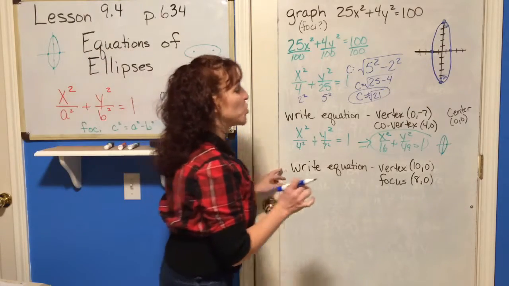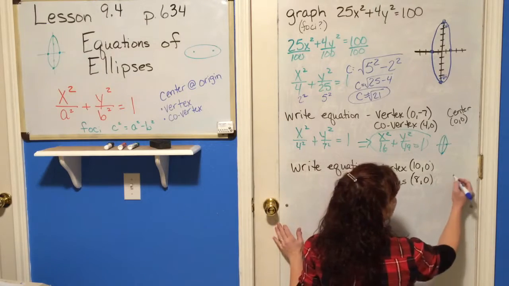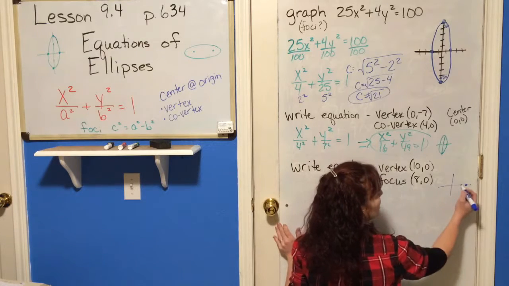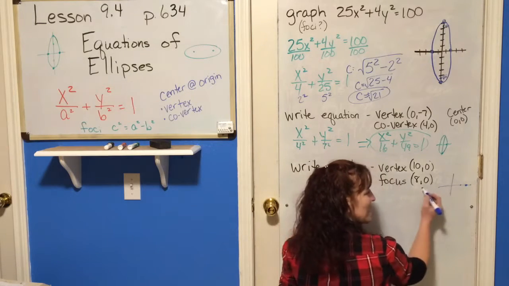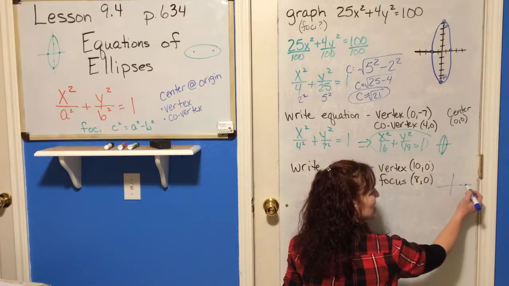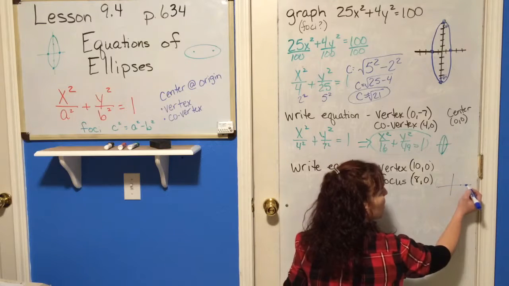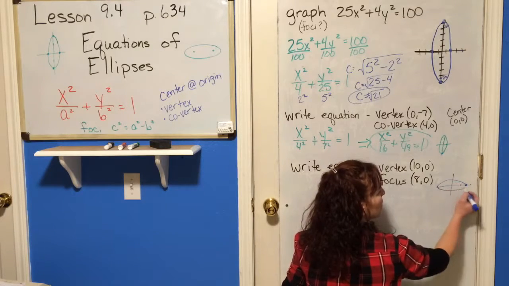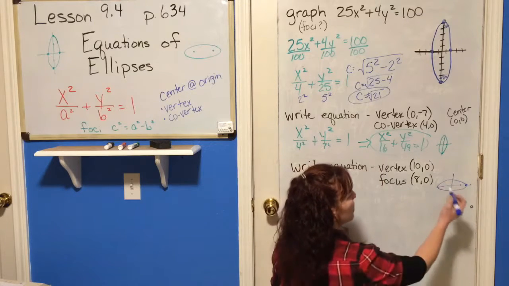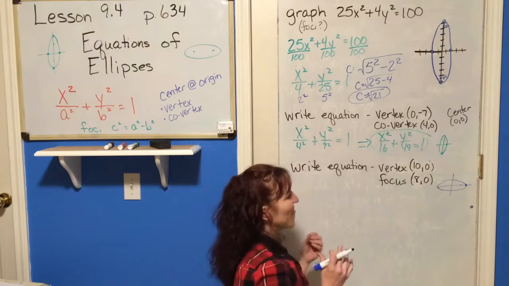You need to write an equation with a vertex of 10, 0. So we've got the vertex is 10, 0, and the focus is 8, 0, which means if the focus is on the same axis, that means it's going to be along the horizontal way. So I don't know what it is yet, but generally it's going to be skinnier, the y is going to be smaller. But we need to know what that is.